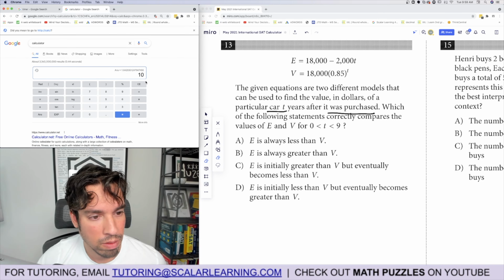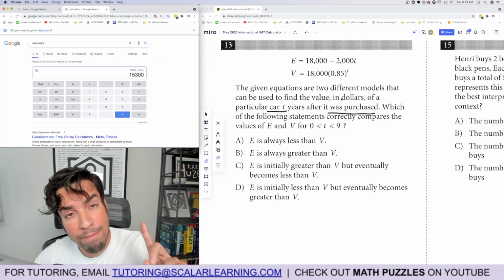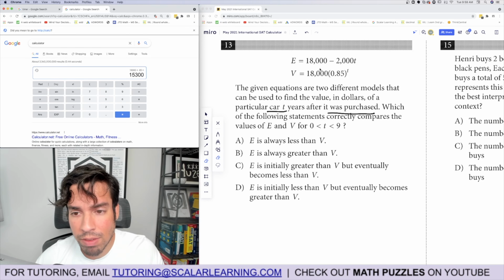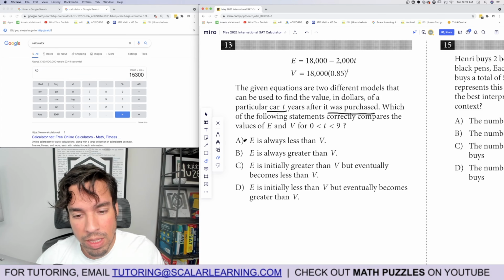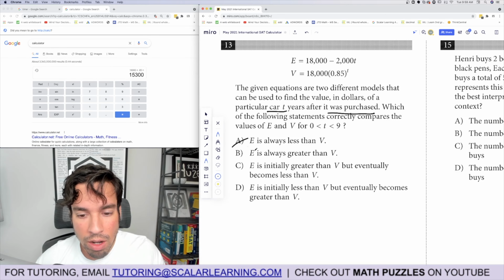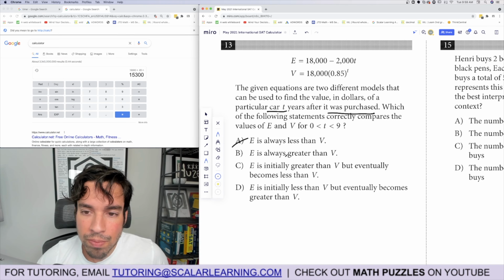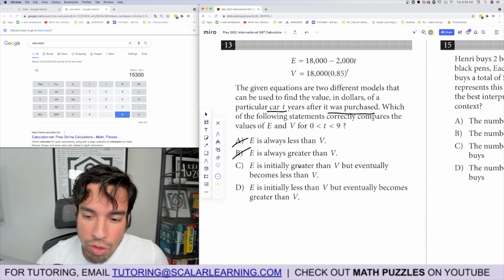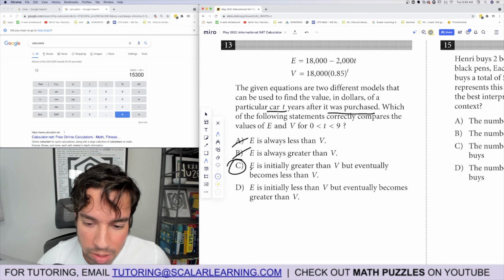In 1 year, 18,000 times 0.85 is 15,300. See, the first year, it decreases by 2,700. The first year, this decreases by only 2,000. So after 1 year, E is greater. So this is out. E is always greater than, as I already talked about, that's not true. E is initially greater, yes, but then eventually becomes less than V.